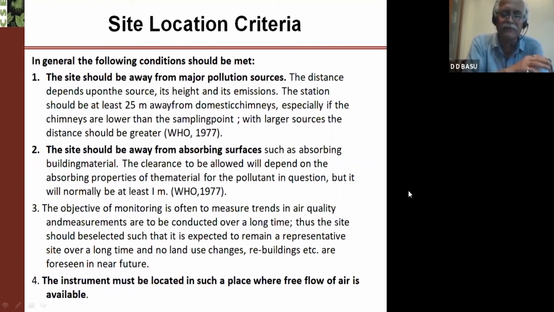The instrument must be located in a place where free flow of air is available. One of the conditions for ambient air quality monitoring stations is that they should have a free flow of air. That means air should not be restricted by a building, a monument or a stadium. I have already told you that free flow of air must be available.